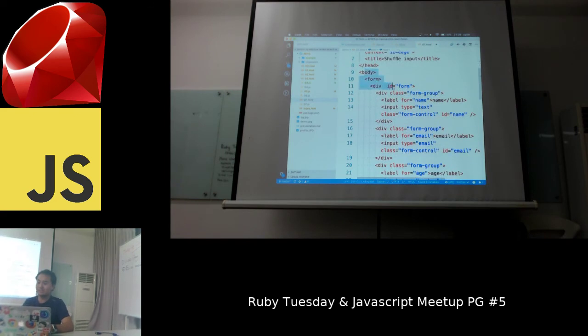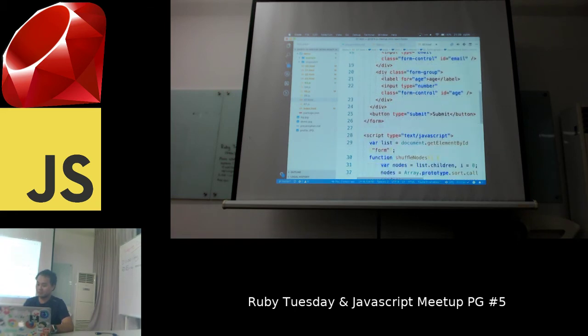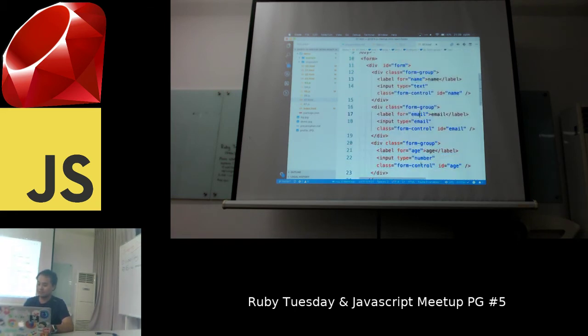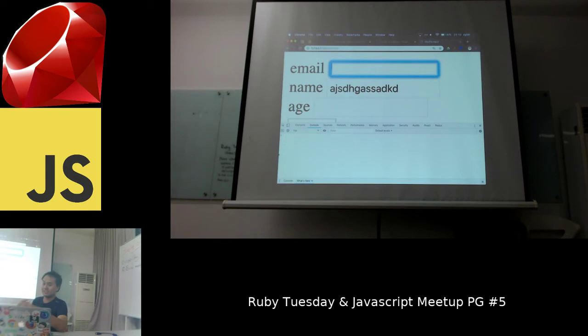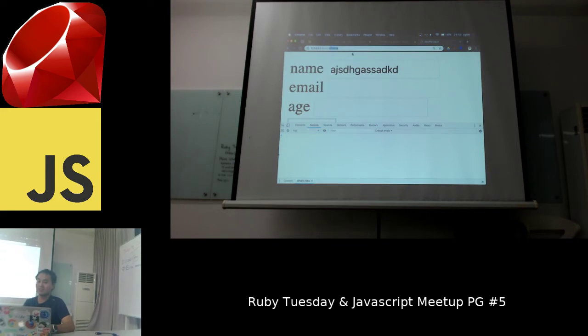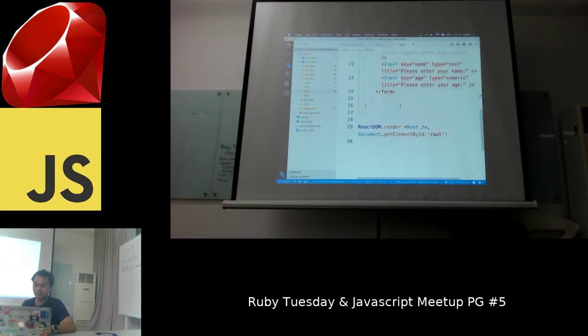Basically, inside the body, I have three groups of inputs: one for name, emails, and age. Then inside the JavaScript, I'm running something that shuffles the nodes, sorts them, and appends them back to the list. In the DOM way, it doesn't really know what you are currently focused on and whatever is inside it. That's why the focus goes off, because it just removes everything and re-adds it. But in the React way, it doesn't happen like this. You can always refer to the right one. So in this case, let's go back to 05.js.